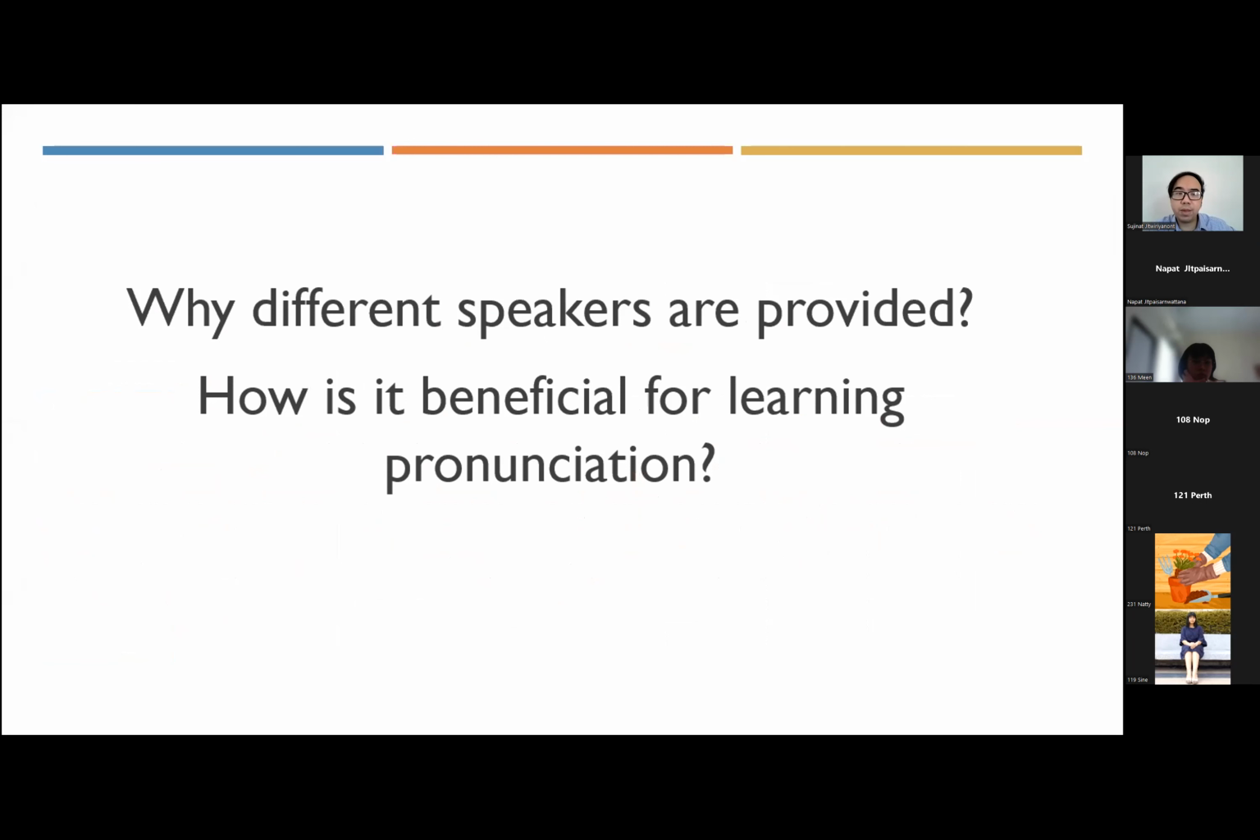The question is, what do you think? Why are different speakers provided? How is this beneficial for learning pronunciation? Why is only one speaker not enough? Why does the website have to provide different speakers producing the same text? What do you think?